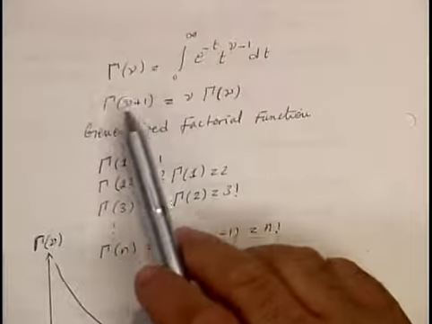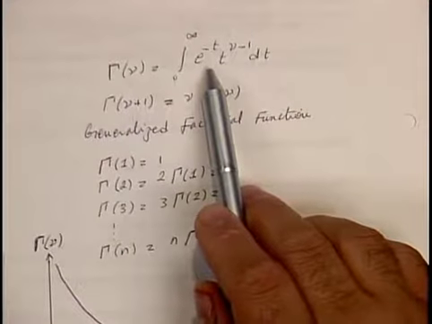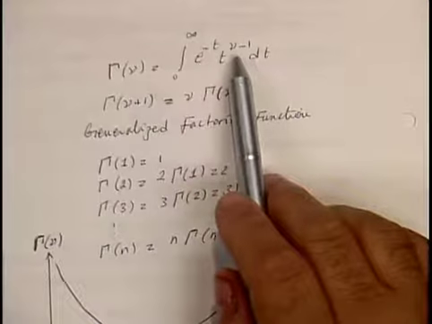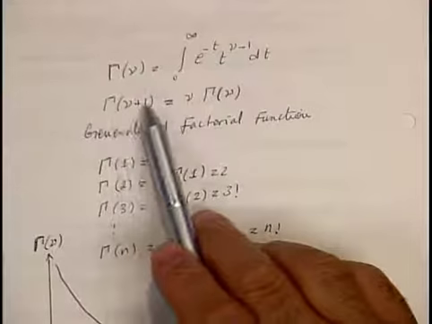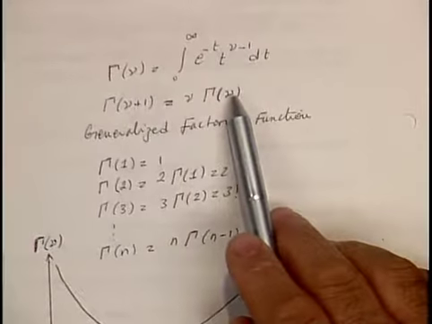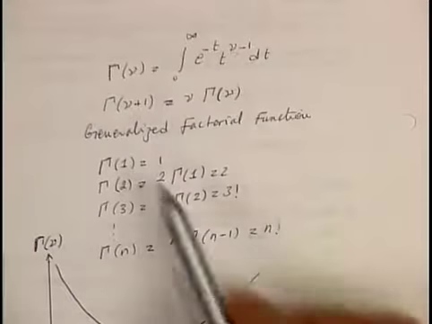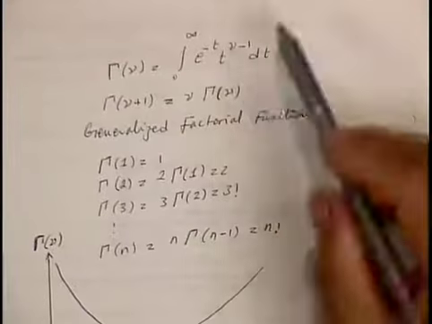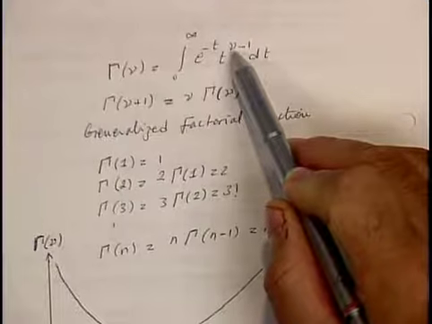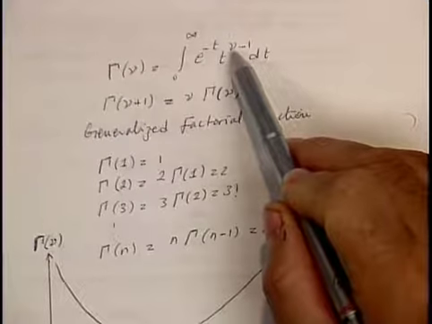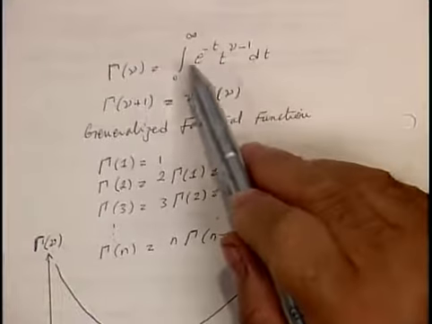So if we just do the integration by parts for this equation, you will end up figuring out that gamma of nu plus 1 is just equal to nu multiplied by gamma nu. So for this generalized factorial function, the gamma function, you will notice gamma of 1: if you substitute here t to the power of what? Nu minus 1, and nu is 1, so t to the power of 0 is what? 1. And this will be just e to the power of minus t dt from 0 to infinity.